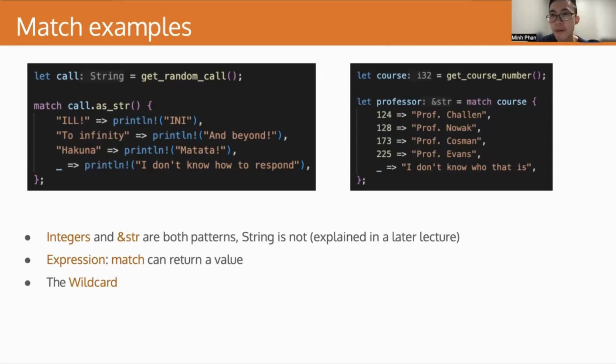Here, if it's 134, we return Prof. Shalan. If it's 128, we return Prof. Novak, etc. And you also see we use a wildcard character here. Therefore, that means for the other classes, we don't know who the professor is. A couple of things to note here. Integers, in our case, u32 here, and &str are both patterns. Whereas a String is not, as you can see from the example on the left, we have to call .as_str() on String to actually be able to match it.